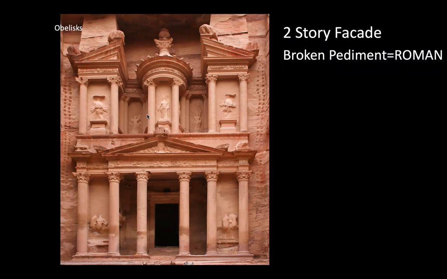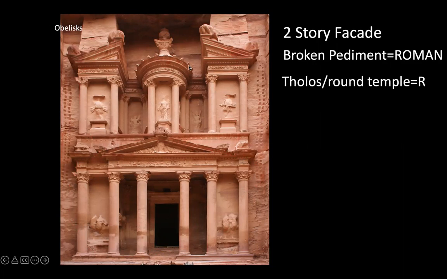Then we have a broken pediment. A pediment is this triangular part. We have a whole pediment here. We saw pediments at the Parthenon on the Acropolis in Athens, Greece, and we saw a pediment in Etruscan architecture. We saw a pediment in Roman architecture, like the Pantheon. But here it's broken, so that is specifically a Roman trait.